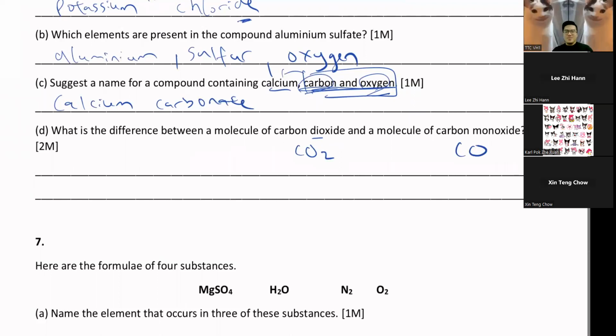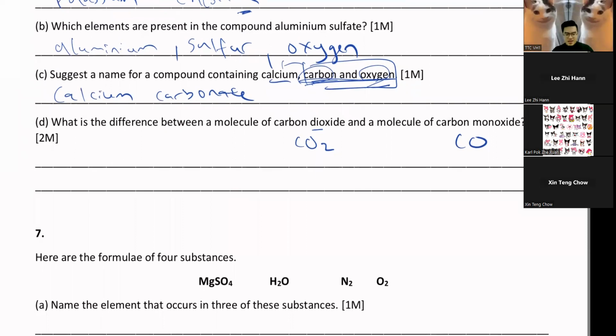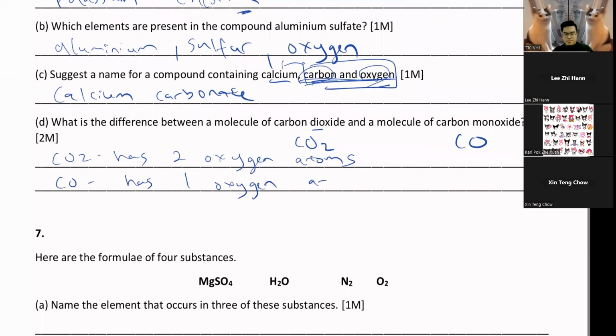It's so weird. Right, so the difference: CO2, carbon dioxide, has 2 oxygen atoms, whereas carbon monoxide has only 1 oxygen atom. As the name here says mono, as the name here says di. Di means 2, mono means 1.